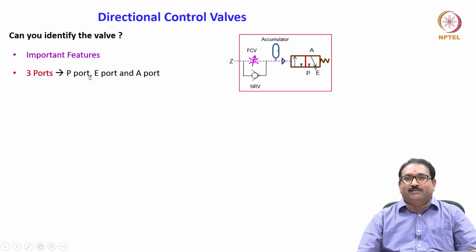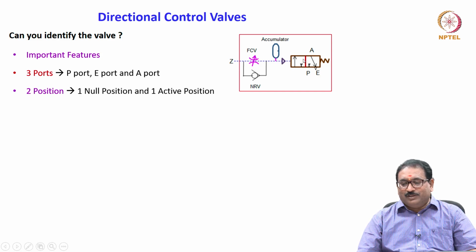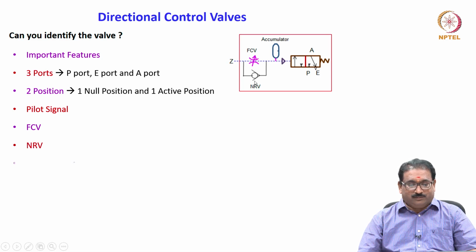Three ports are there. Now what I have told you here, I am telling you 3 ports, actually it is 4 ports. P port, E port, A port. How many positions? 2 positions. One null position, another one is the active position. Pilot signal, that is why one more port, pilot signal. Then FCV, flow control valve. Then NRV, non-return valve. Then accumulator. All together is a valve.